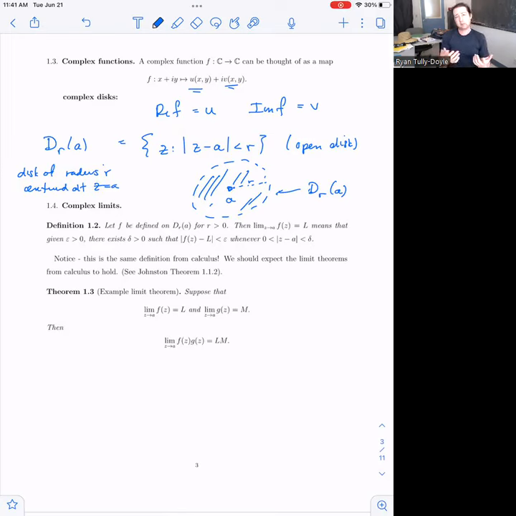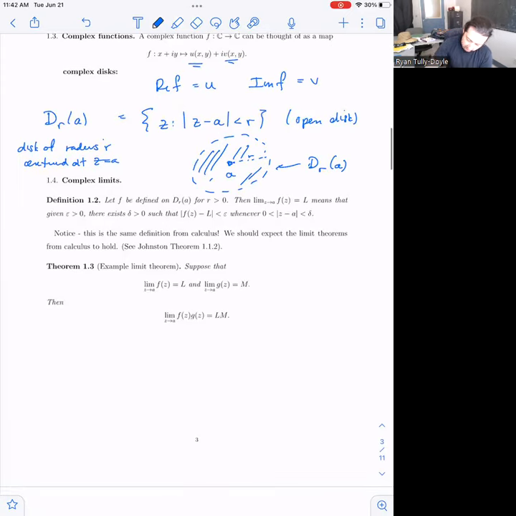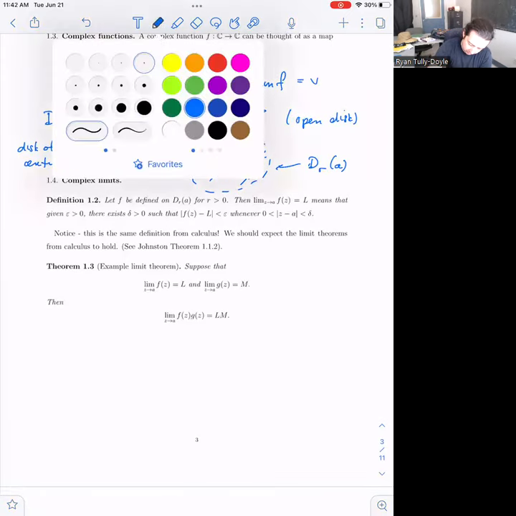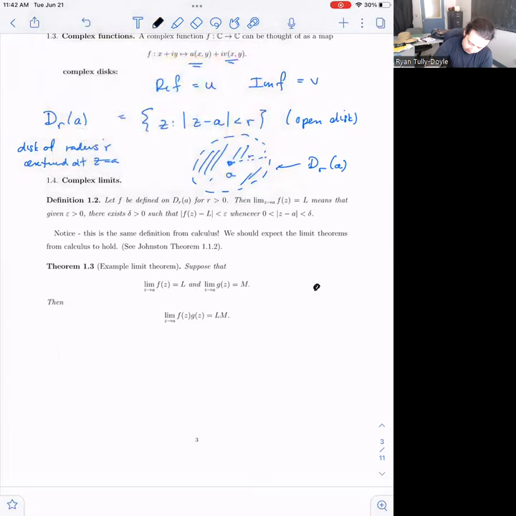The problem is that if I'm coming into a point in the complex plane, let's see, I can illustrate this really quickly. Say this point right here is A, and I want to know if a function has a limit at that point. One thing you might think to try is, oh, well, I'll just come in from the two different directions. Well, there's lots of directions because we're working with disks and not intervals now.